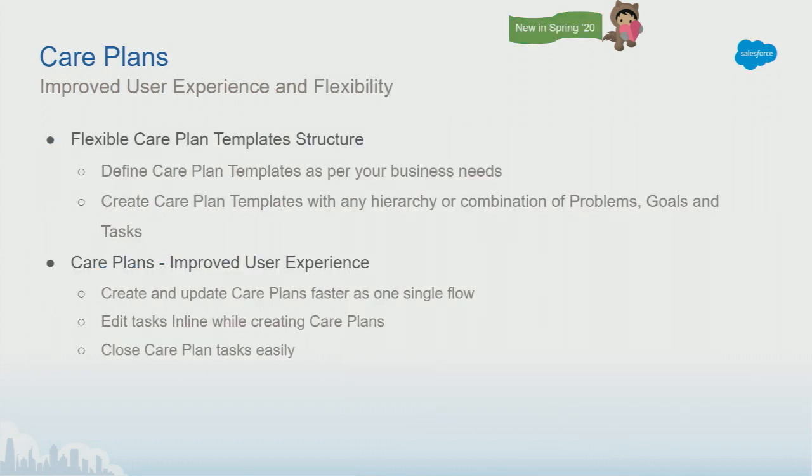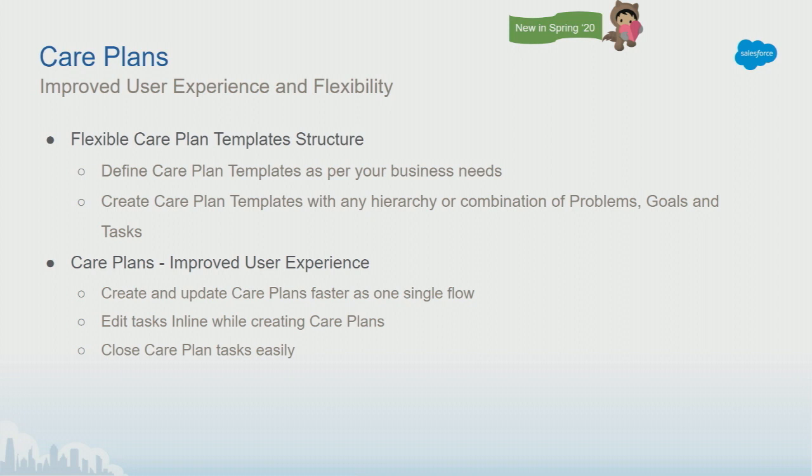So let's talk about how we have enhanced this in the Spring 20 release. First of all, we have introduced more flexibility into the structure of the care plan template. As you'll see in just a moment when I walk through the demo, previously you had to have a very rigid structure where you had a problem, and then to solve the problem you had to specify goals, and then you had to have tasks for each of the goals. We have loosened that structure up where you can now flexibly define those problems, goals, and tasks without being dependent on each other.